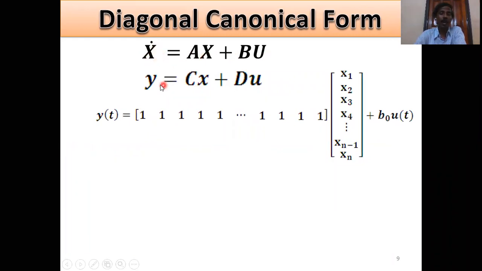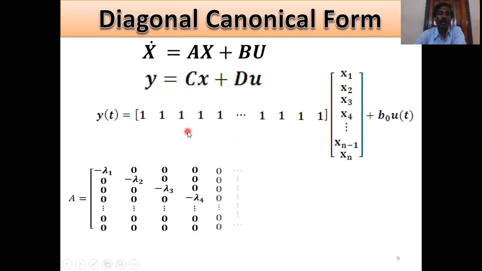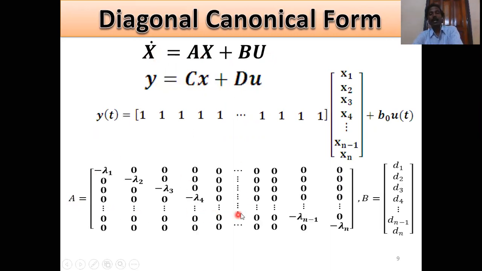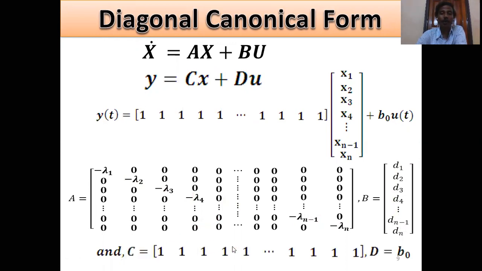x dot equals Ax plus Bu, and the output equation Cx plus Du, and y(t) equals this. And A is a special type of matrix with only diagonal elements, and these diagonal elements are the roots of the characteristic equation, or eigenvalues of the characteristic equation. And B equals this, this is the B matrix, and in the C matrix all the coefficients are 1, 1, 1, 1, 1. So this is observable and controllable. And D equals B0.